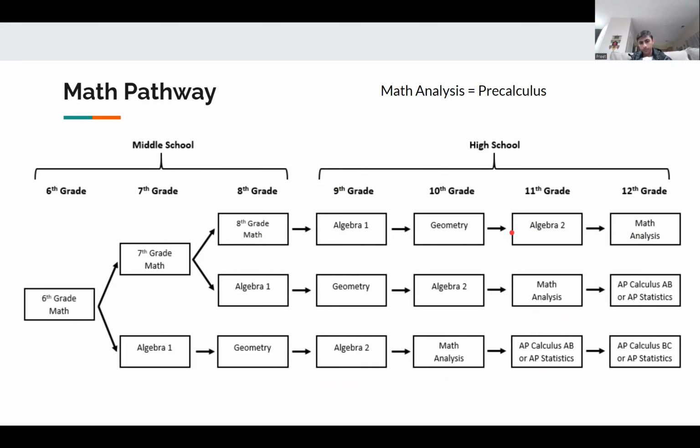Now, these are the 3 pathways: double accelerated, single accelerated, and regular math pathway. If that clarifies things for everyone.